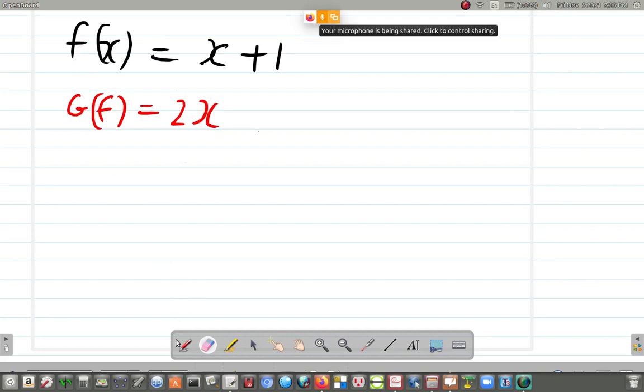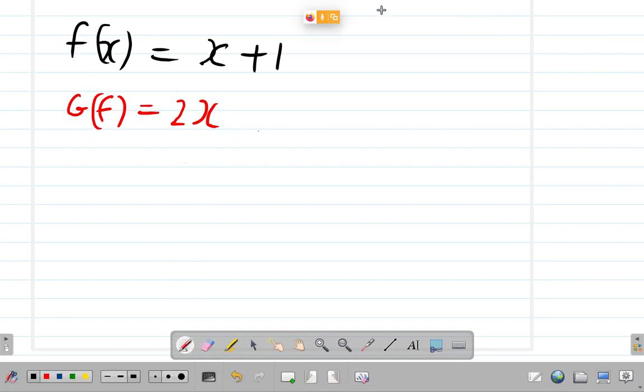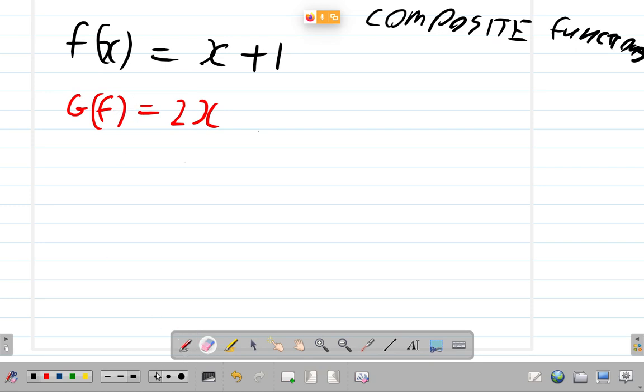We're looking at composite functions. Now we have two functions here. f of x is x plus 1, and g of x is 2x. Now we want to find, for example, f g of x. What is this equal to?